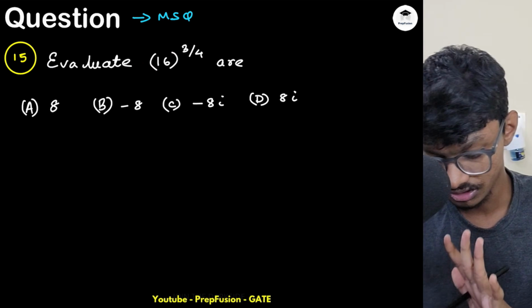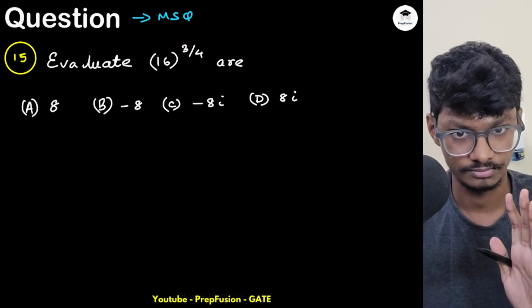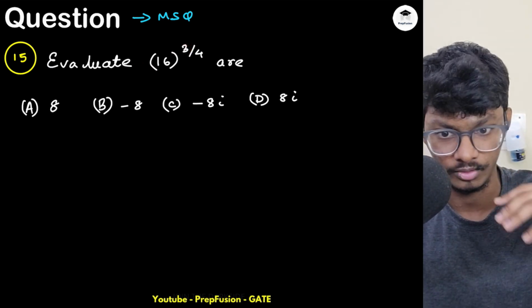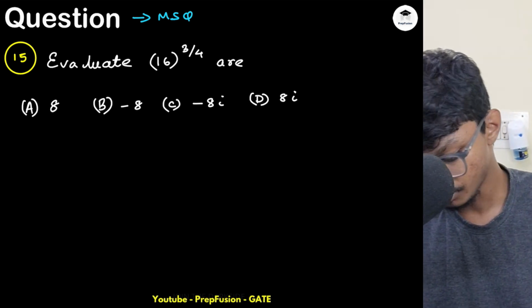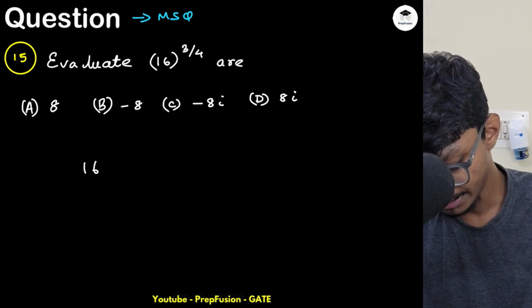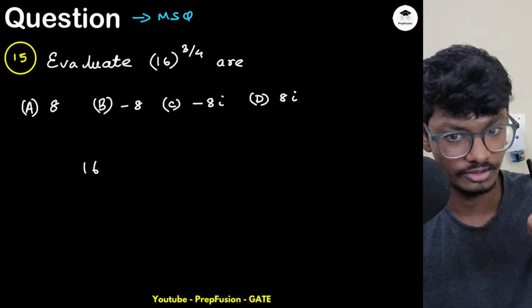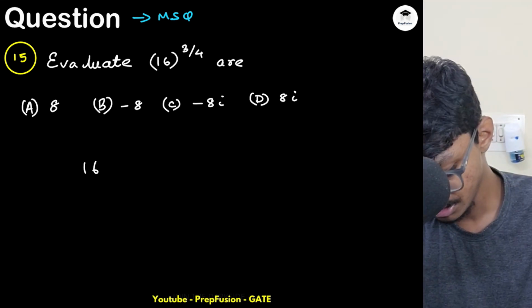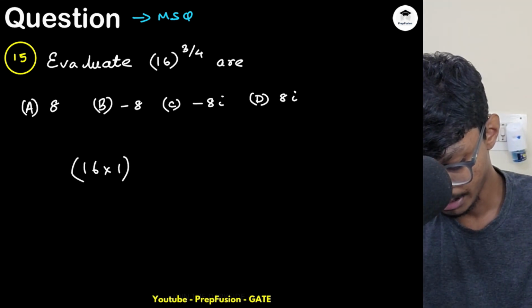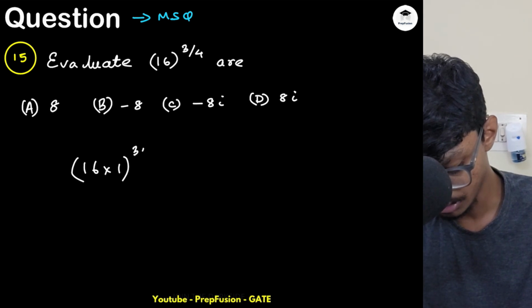So whenever these type of questions come up, you just separate the 1 by 4 term, the denominator term of the power. What do you do? First of all, you can separate out 1. Always do this. So 16 raised to power 3 by 4, I can write this as 16 raised to power 3 by 4.